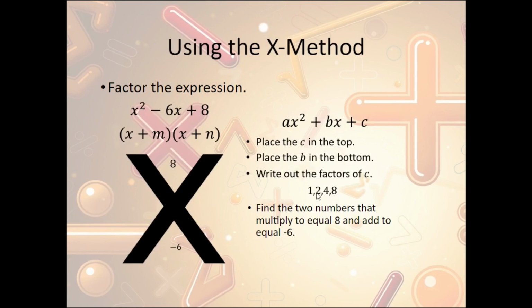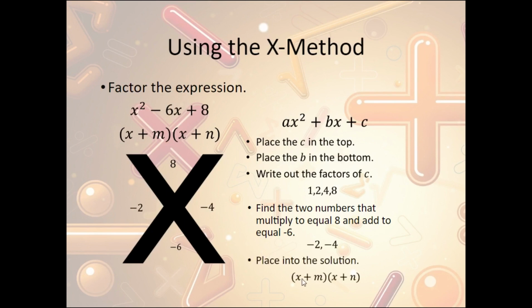What about this one? So negative 2 and negative 4. If I multiply those two together, I get positive 8. And when I add them together, I get negative 6. So that would be my solution. So it's negative 2 and negative 4. So I place those in my x and then add them to my solution.